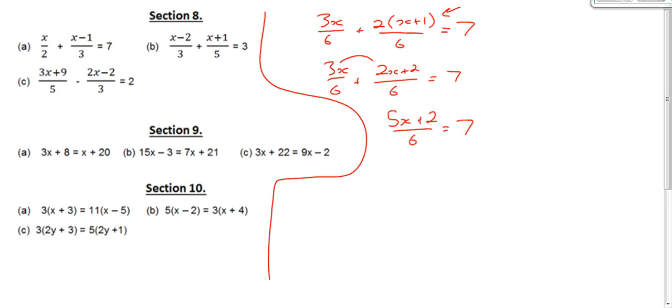The next thing we've got to deal with is this divided by 6. So if we multiply by 6, we've got 5x plus 2 equals 42. Then we get rid of this plus 2, as normal, so 5x equals 40. And then we divide by 5 to get x equals 40 divided by 5, which is 8.